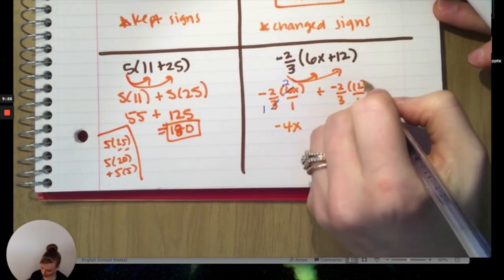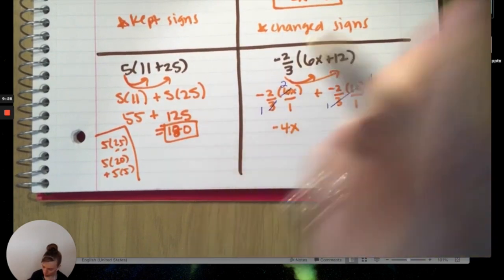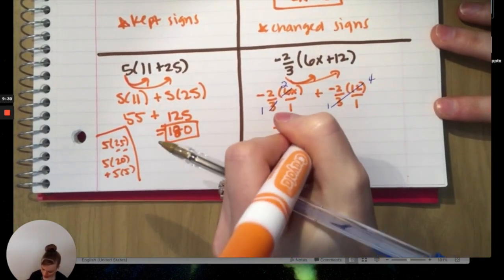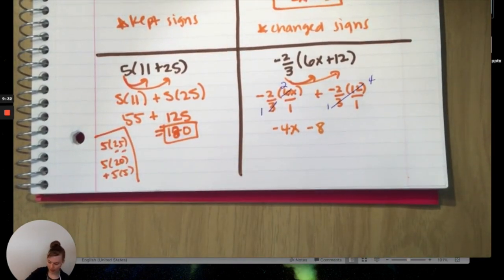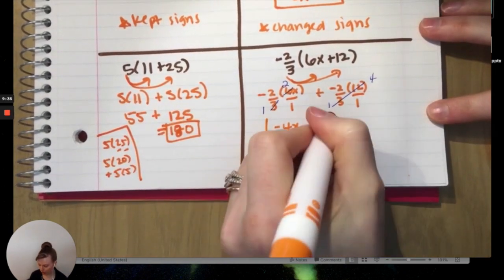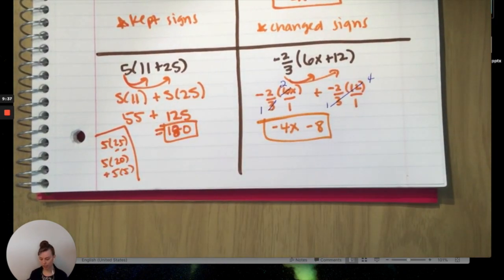12 and 3, that's a 4 and a 1. So that gets me negative 8. And that's as simple as it gets. I have an algebraic term and a constant. They are not like terms, so I am stuck. So this is helpful when we move into variables with equations, which is our next unit. But yeah, all right. We did the why, we did the what.